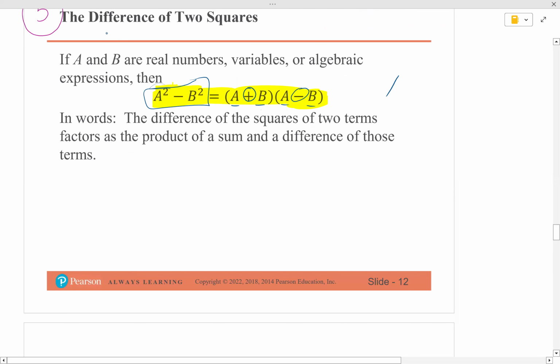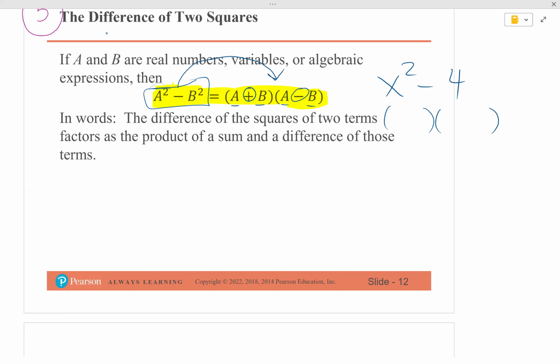If you ever see something like x squared minus 4, we're trying to go backwards. I see something squared minus something. It's going to factor into 2 binomials, one with the plus, one with the minus.